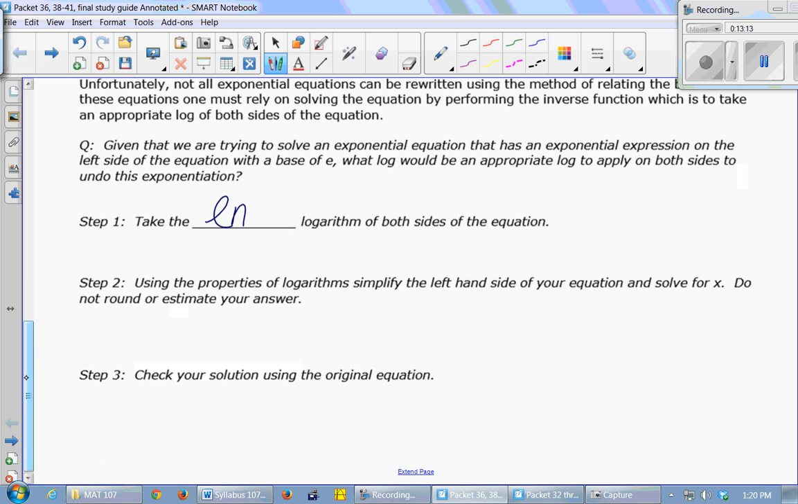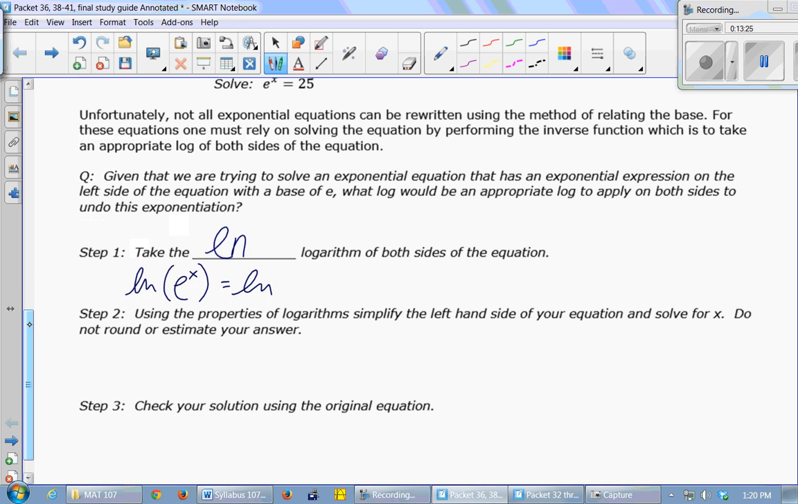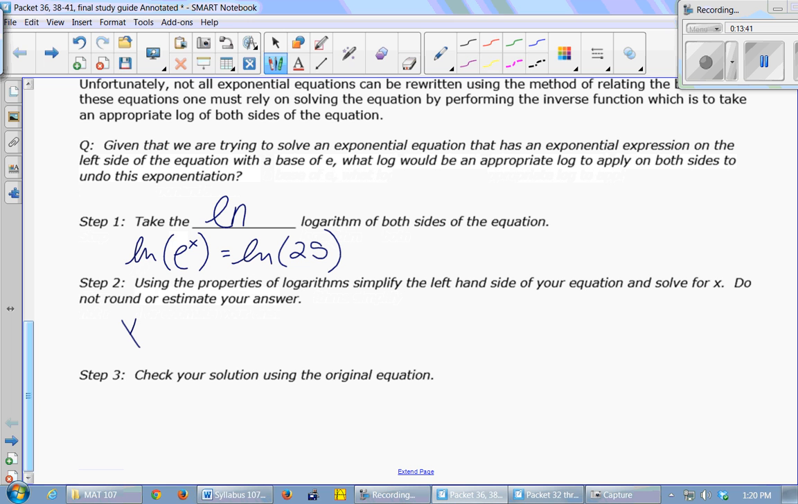Okay, so then I'm going to use properties of logarithms to simplify the left-hand side of the equation for x. So I'm going to do the ln of e to the x equals the ln of the other side of the equation, which is 25. ln of both sides. ln of e to the x equals the ln of 25. Now I'm going to use one of my properties of logs that says when you have an exponent, you can take that exponent and bring it down in front. Right? So this says x times the ln of e is equal to the ln of 25.